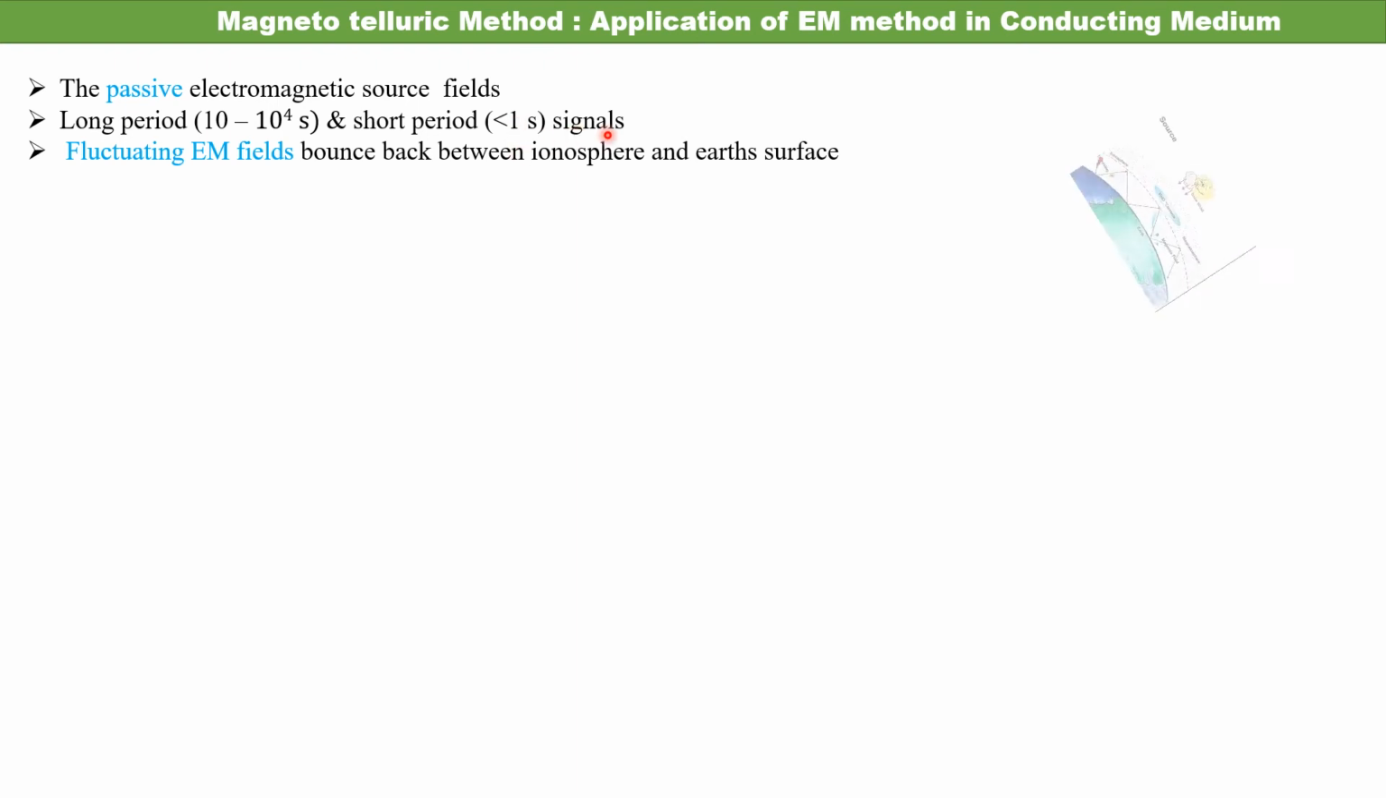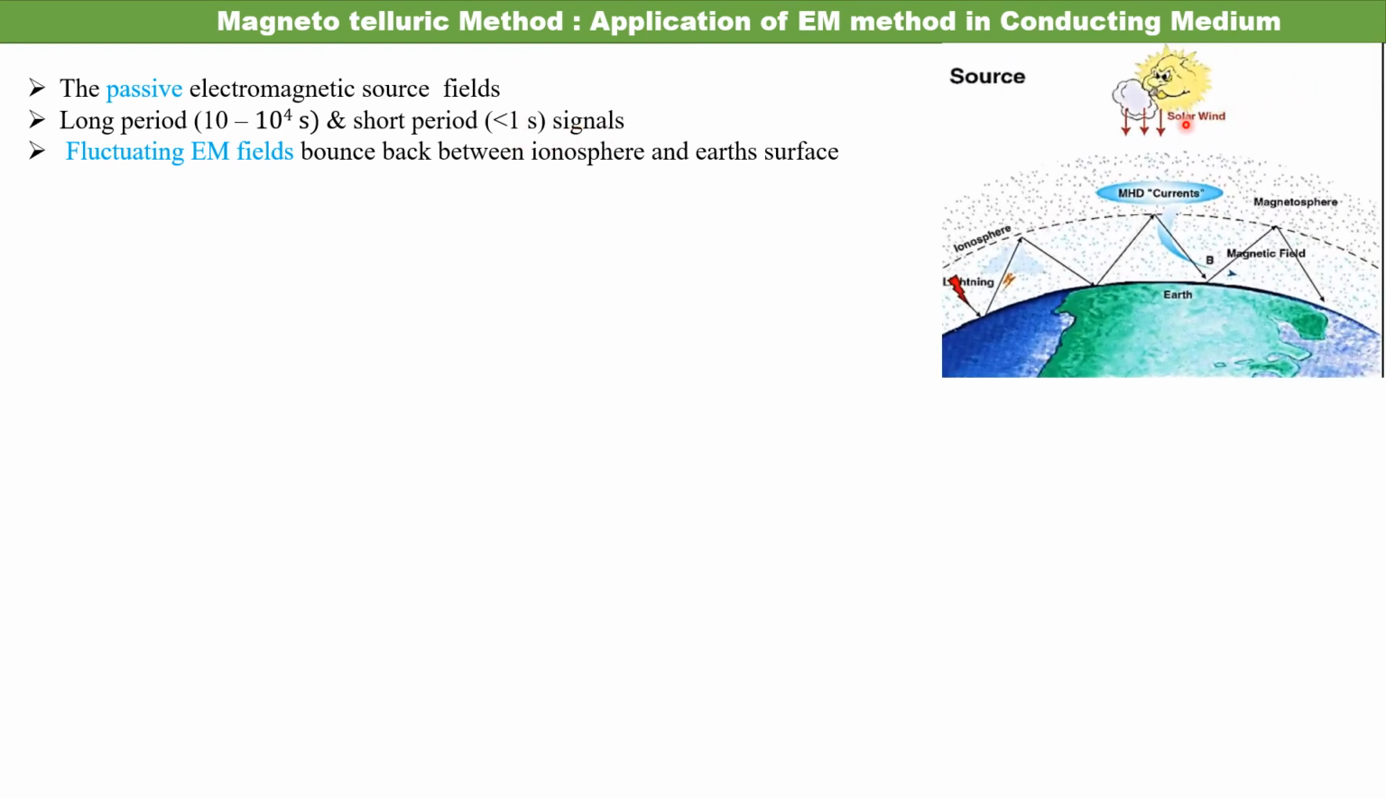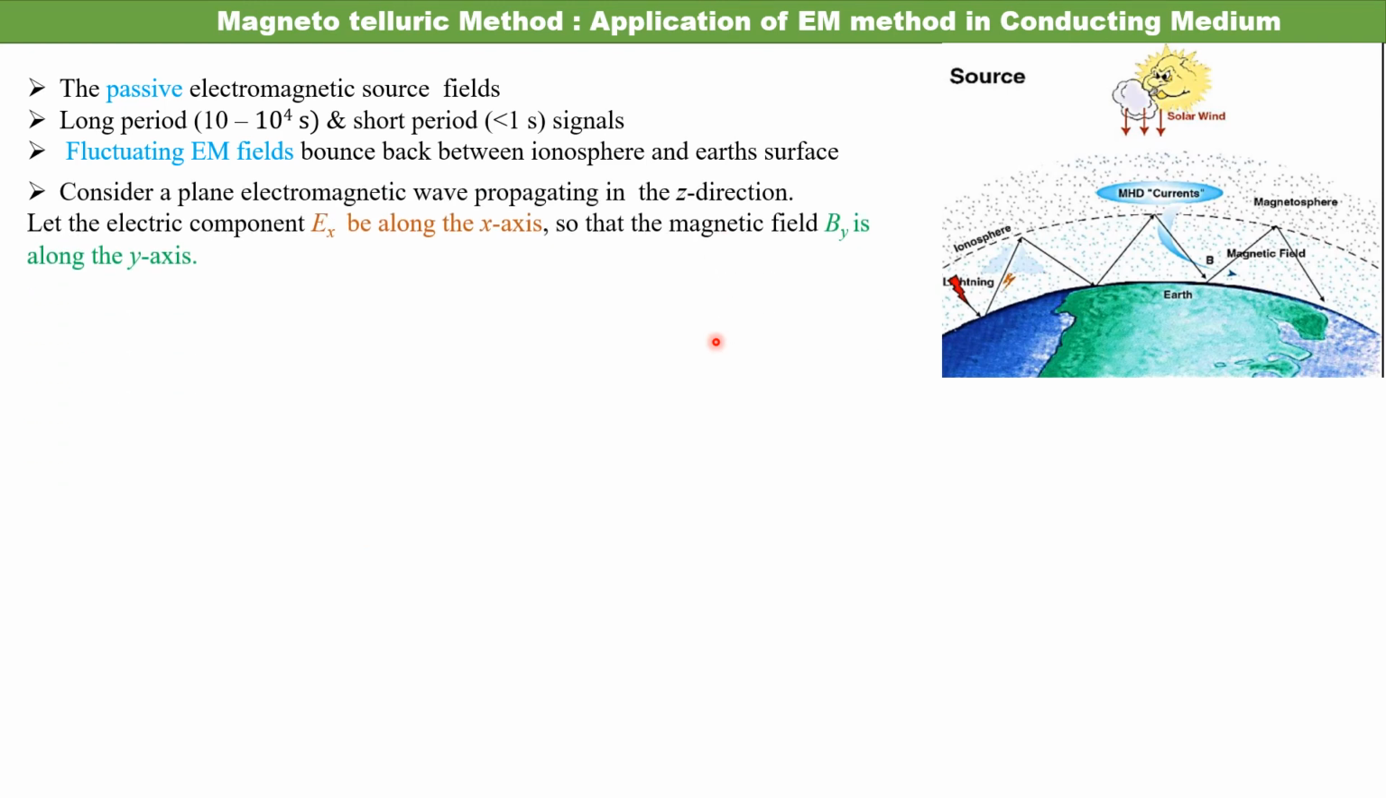Okay, so pictorially let me show you. There will be solar wind, so charged particles are induced, and a telluric current is induced. The electromagnetic field generated will bounce back and forth between the ionosphere and the surface of the earth and induce telluric current in the earth. So you can see it is a passive electromagnetic source field. Thunderstorms also produce electromagnetic energy that bounces between the ionosphere and the surface. It is a source of magnetotelluric energy.